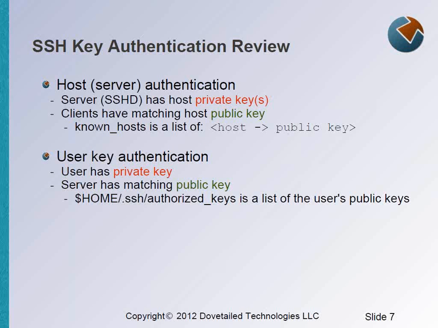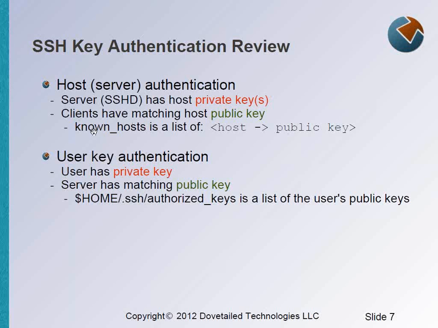Okay, so this is a review slide from last time. I'm just going to put it up here to level set. As you recall, we talked about the two kinds of authentication. There's the host authentication, sometimes called the server authentication. This is where the server proves who he is, so that you couldn't have a man-in-the-middle attack where some other server pretends to be the server you want to go to, which would be bad. This is done by the server, specifically SSHD, which is the server component of SSH. He has one or more private keys, and clients would have a matching public key in a registry.